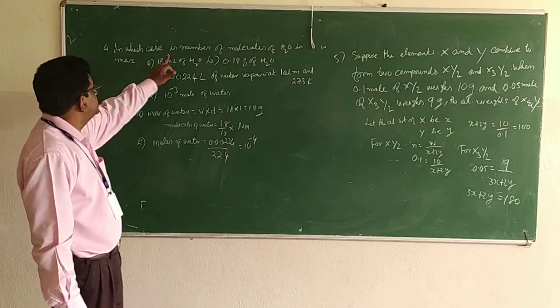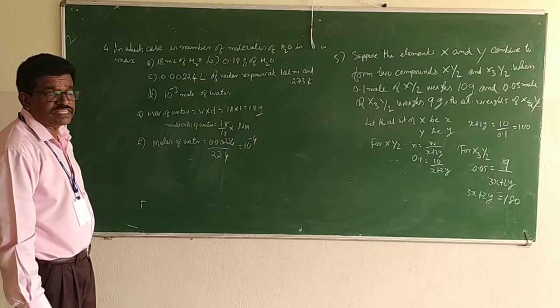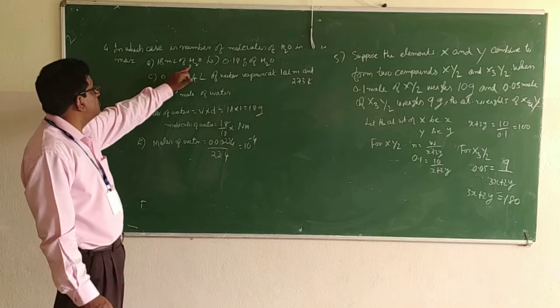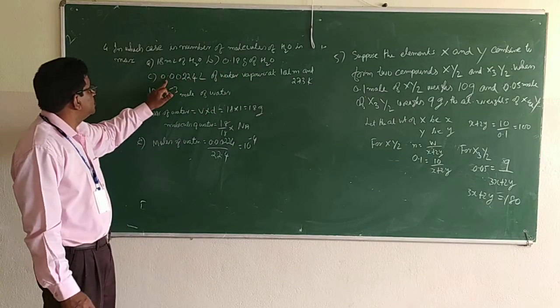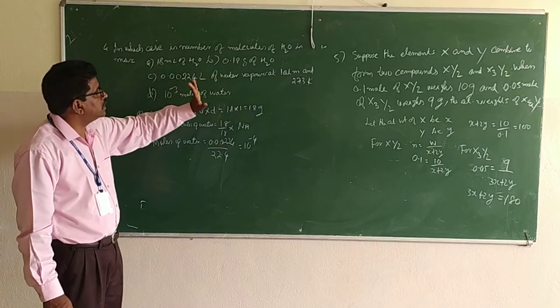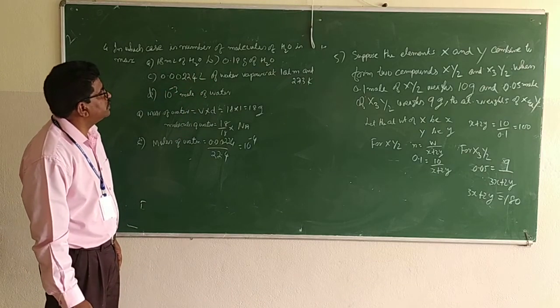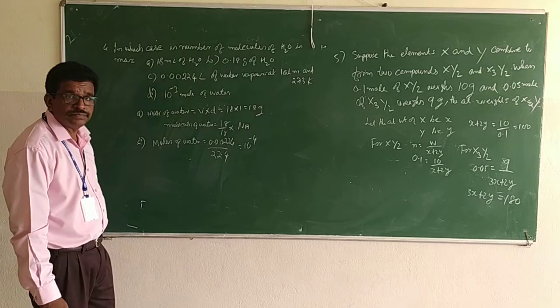In which case is the number of molecules of water maximum? They are given 4 options: 18 ml of water, 0.18 gram of water, 0.00224 liter of water vapors at 1 atmosphere and 273 Kelvin, and 10 to the power minus 3 moles of water.